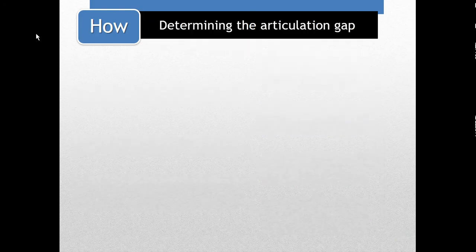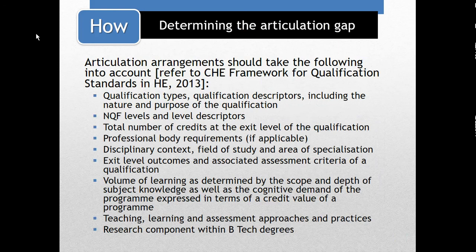Okay. All right. So how do you determine the gaps? The qualification standard of the CHE tells you what they will be looking for. They're going to be looking for the qualification types. Are these compatible? They're going to look at the levels, the level descriptors, the credits. They're going to look at professional body requirements, the disciplinary context, and the exit level outcomes of the different qualifications. Is there a match here, or is this purpose very different from that purpose? And they're going to look individually at a subject level in terms of the volume of learning.